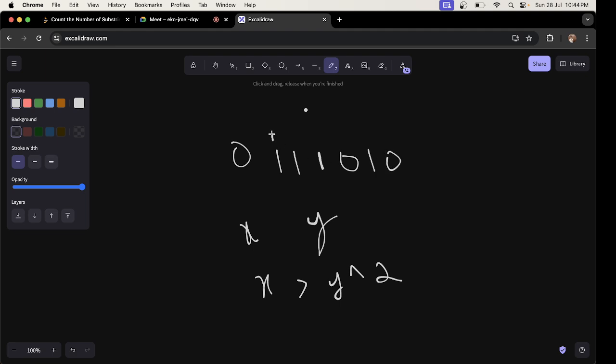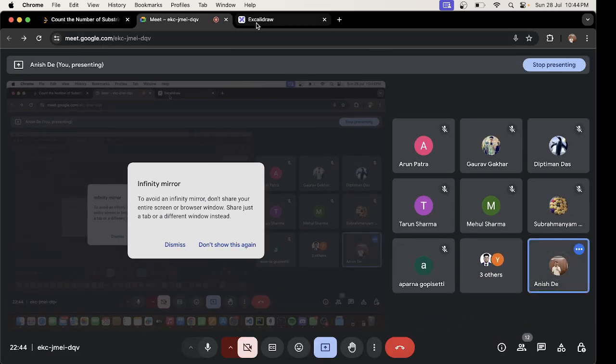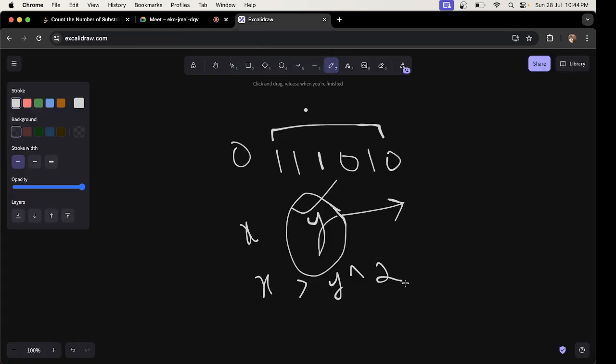So here, what's the most important observation? How much can y go up to? For a substring to be dominant, what's the maximum threshold of y? Square root of the number of ones. Yes, the number of ones can go up to n, which is the length of the string. So y can go up to square root of n.